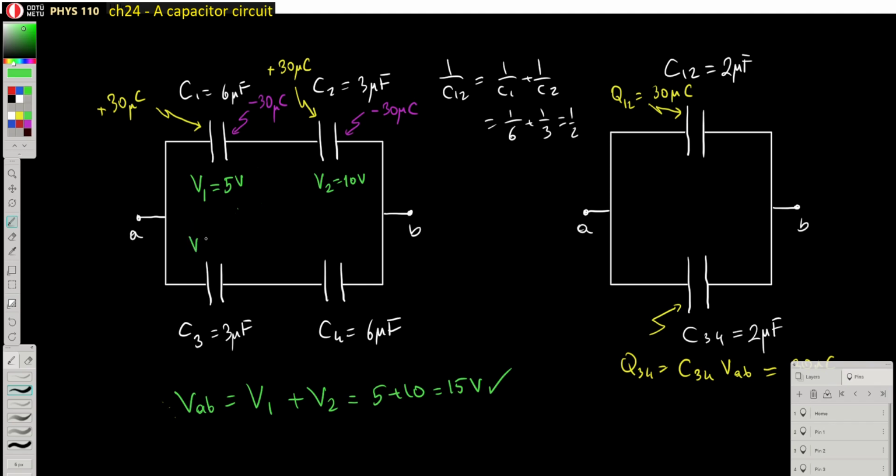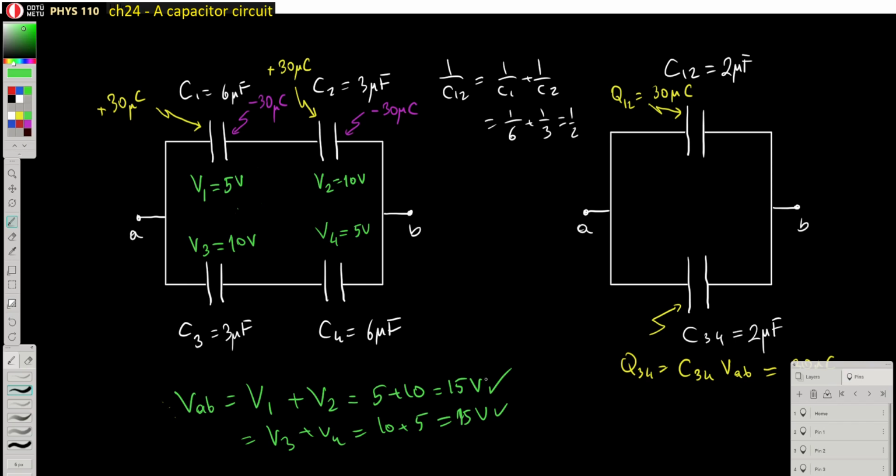Similarly, the potential drop on the third capacitor is equal to 10 volts, and the potential drop on the fourth one is equal to 5 volts. We get the same potential drop between A and B if I follow this lower path, which means V3 plus V4 is also equal to 15 volts. I just chose the values of the capacitances symmetrically, so that's why we have nice figures.